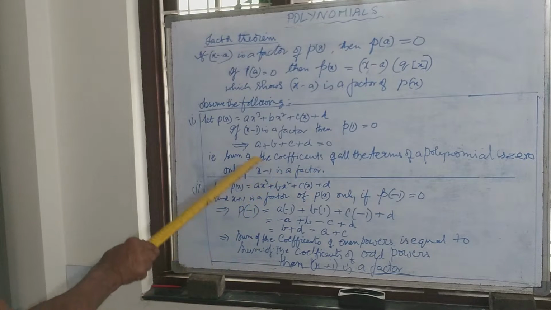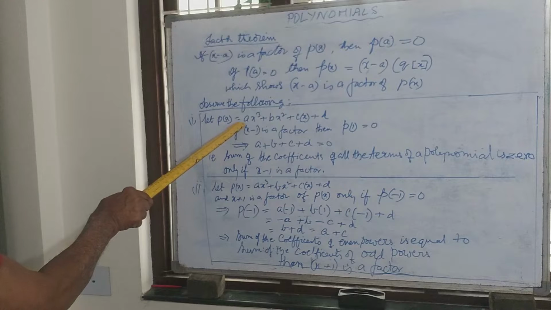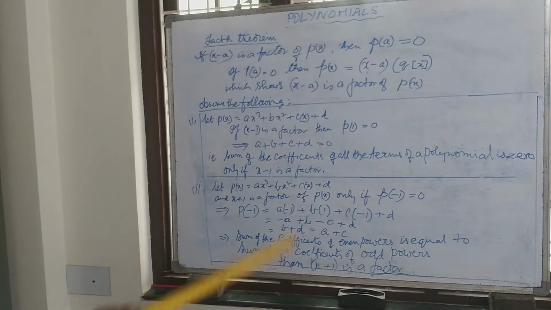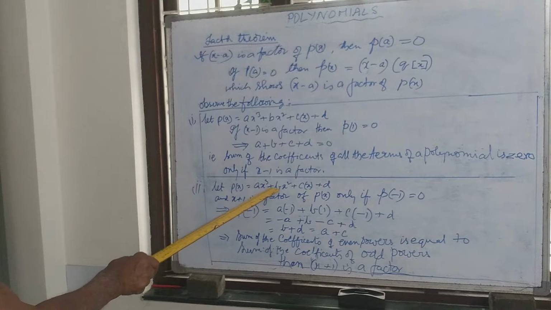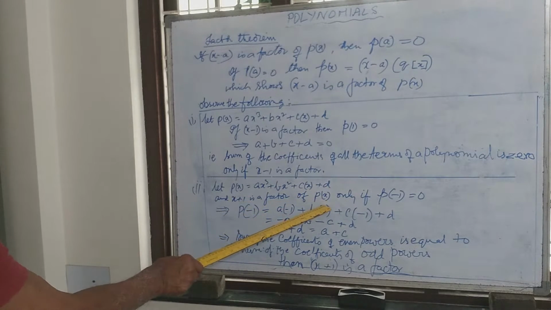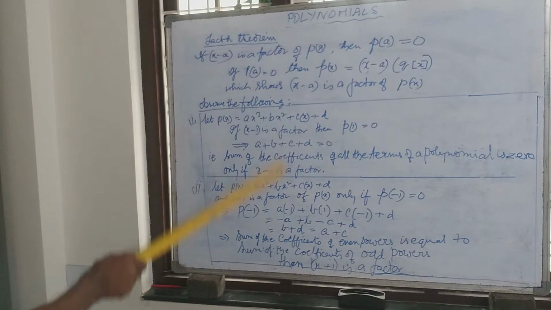So, without any calculation, first you find the sum of all the coefficients. If it is 0, automatically you can say that x − 1 is a factor. Next, let P(x) = ax³ + bx² + cx + d, and x + 1 is a factor of P(x) only if P(−1) = 0. This is according to this.